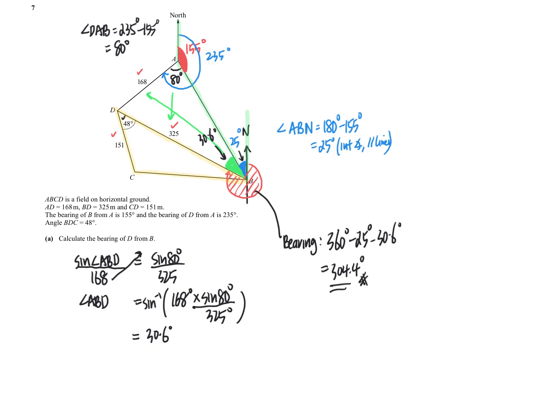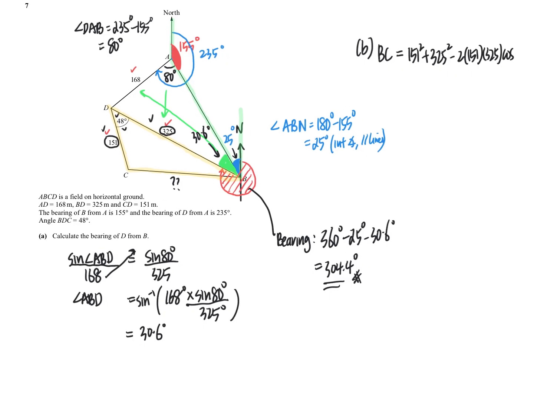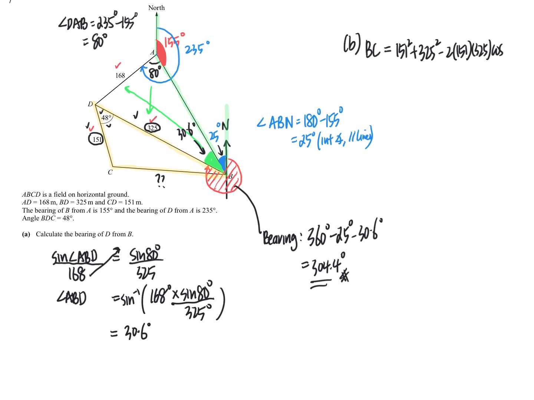So I already know the length here and here. So they are suggesting I need to find this length first. Two sides and an included angle is cosine rule. So I need to use cosine rule to find BC first. BC square is 151 square plus 325 square minus 2 times of them, followed by cosine of the angle between them, which is 48. So take a square root.